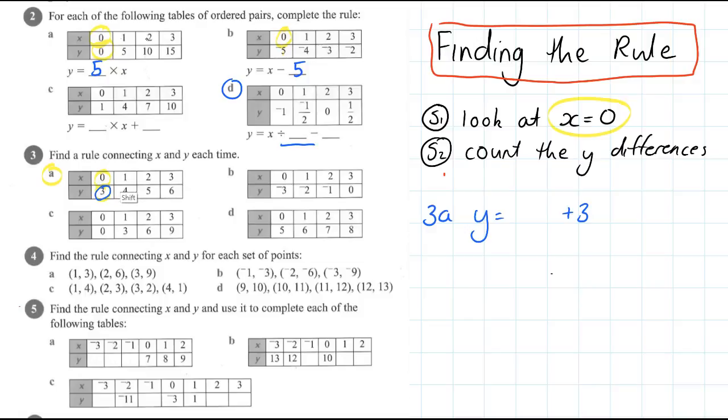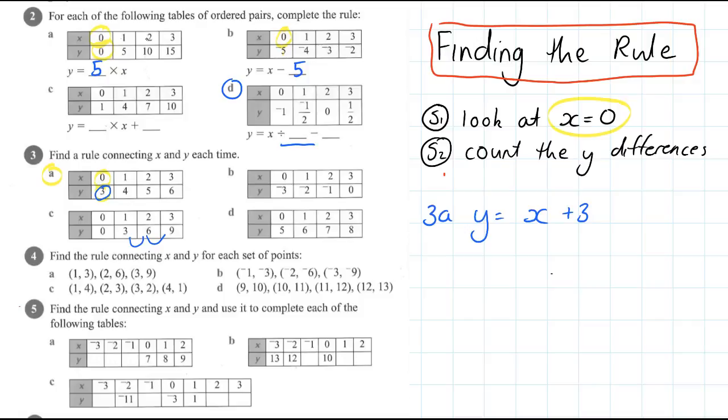Then I've got 1 and 4. 1 plus 3 is 4. 2 plus 3 is 5. 3 plus 3 is 6. So I'm just going to put an x here because it's counting up in 1s. I don't need to times x by anything. For some of them, if it's counting in a different amount, like I can see this one's going up in threes, you'll need to put a times.